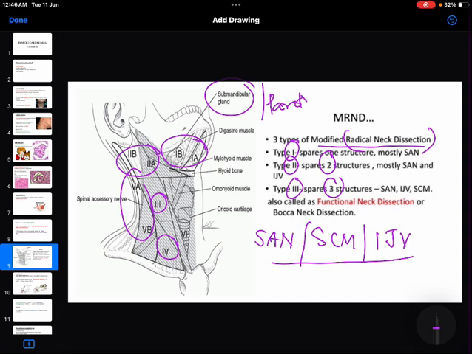The most important structure among these is the nerve, the spinal accessory nerve. In MRND1, the spinal accessory nerve is preserved. In MRND2, the nerve and the vein are preserved. And in MRND3, all three structures are preserved. So it is also called functional neck node dissection.